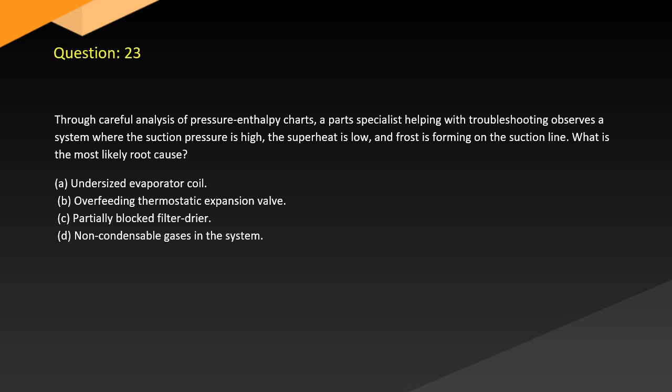Question 23. Through careful analysis of pressure enthalpy charts, a parts specialist helping with troubleshooting observes a system where the suction pressure is high, the superheat is low, and frost is forming on the suction line. What is the most likely root cause? A. Undersized evaporator coil. B. Overfeeding thermostatic expansion valve. C. Partially blocked filter dryer. D. Non-condensable gases in the system.